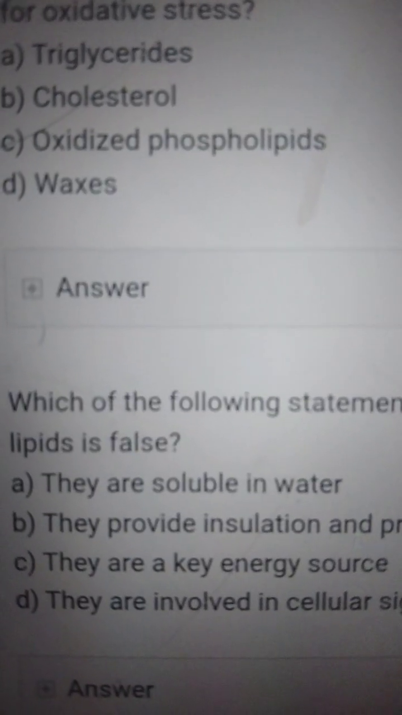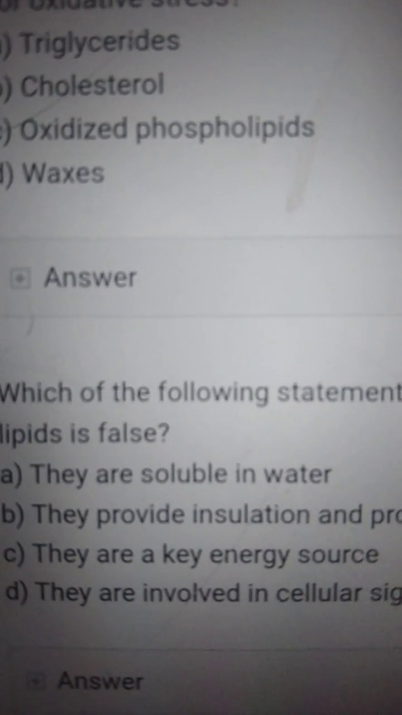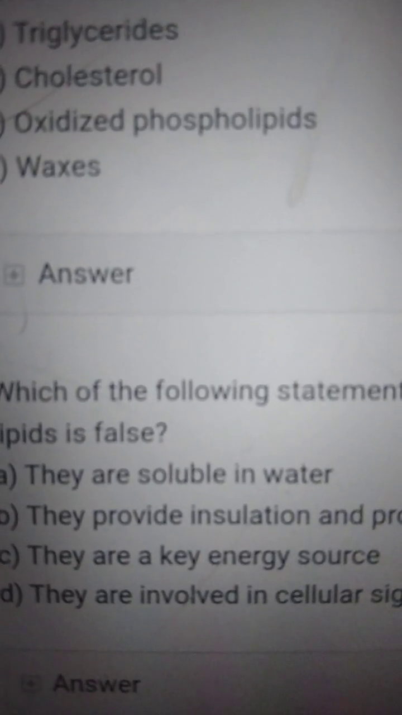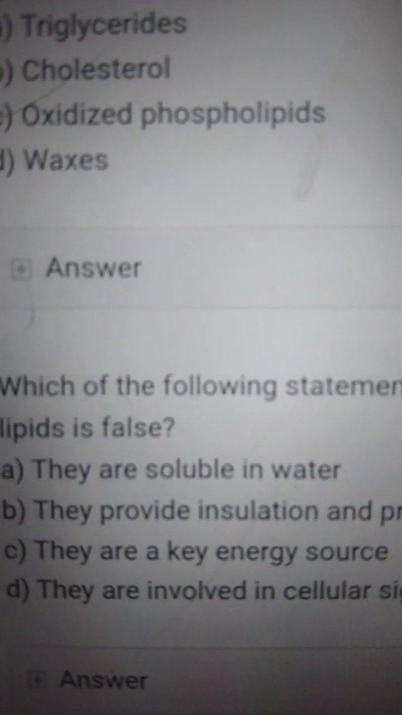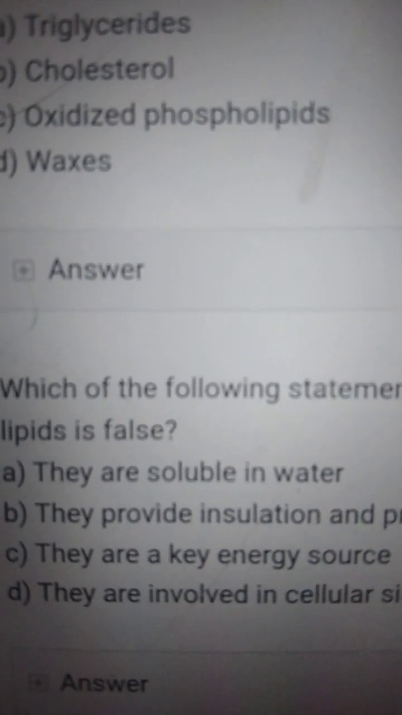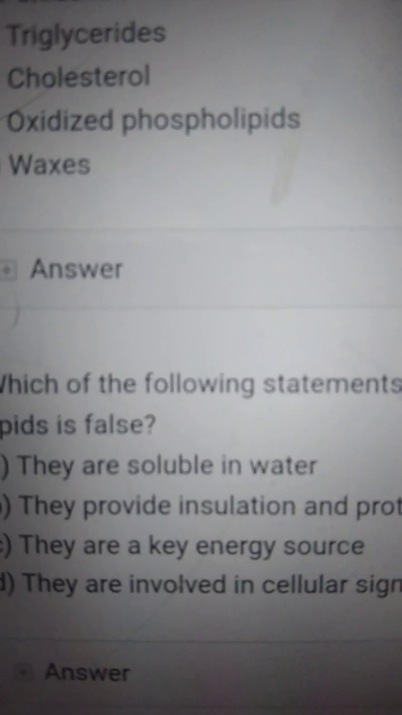Similarly, which of the following statements about lipids is false? They are soluble in water. They provide insulation. They are a key energy source. They are involved in cellular signaling. Simply, A: they are soluble in water.